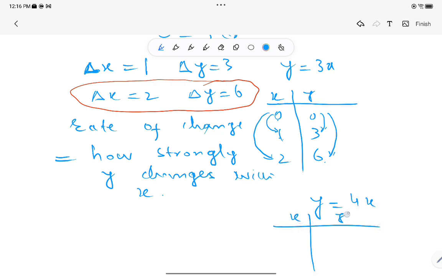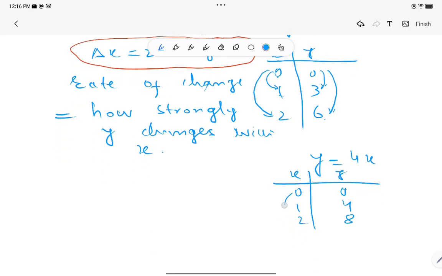X, y: x 0, y 0, as in this; x 1, y 4, 4 ones are 4; x 2, y 8, 4 twos are 8. Now calculate here. Suppose x changes by 2. Let's take this and this. X changed by 2, delta x equal to 2, as we did here. How much does y change by? How much change occurs in y? Let us see. From 0 to 8. That means change in y is equal to 8 minus 0, that is 8.